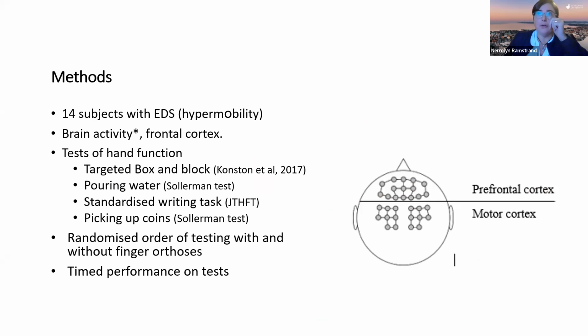We recruited 14 individuals with Ehlers-Danlos syndrome with a diagnosed hypermobility, and we measured their brain activity. And this time they were seated, and we were using tests of hand function. So we had some different types of grips that we were testing, and sort of more precision activities as well. So we had a targeted box and block test, which I think I have a picture of shortly that I can show you.